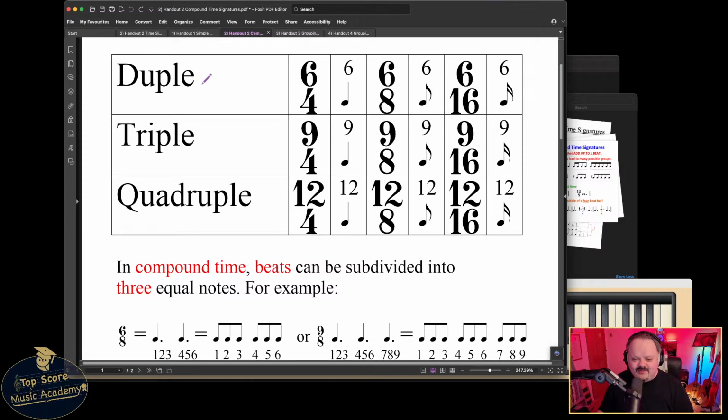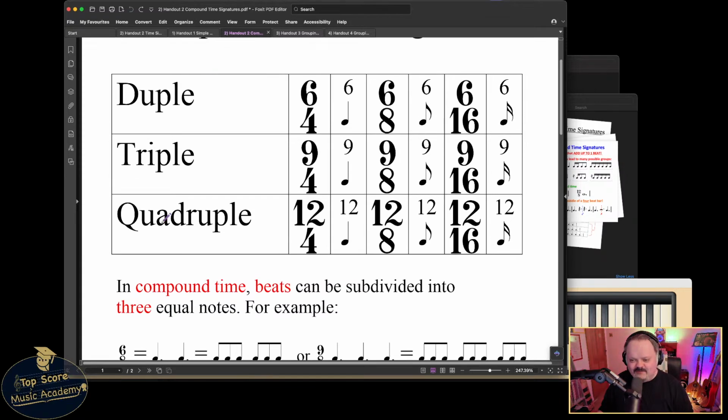When it comes to compound time, not so much, unfortunately. So let's take 6/8 for this example. 6/8 does not mean 6 quaver beats per bar. It just means 6 quavers per bar. That's all. Not quaver beats. You don't go 1, 2, 3, 4, 5, 6, 1, 2, 3, 4, 5, 6. You go 1, 2, 3, 4, 5, 6, 1, 2, 3, 4, 5, 6. There's only 2 beats in the bar.